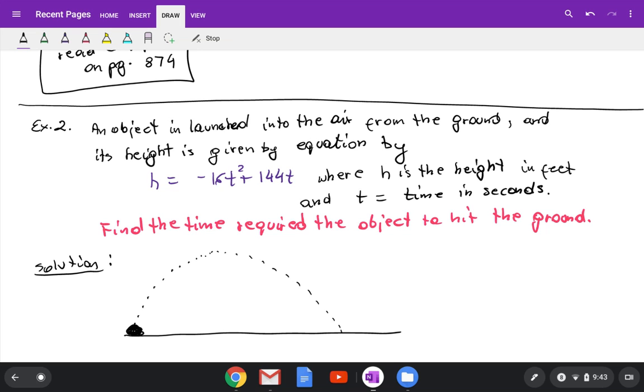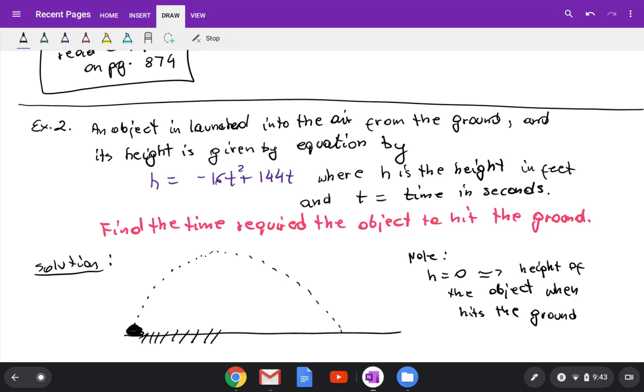So a couple things. Note, h is equal 0. Okay, so height of the object when hits the ground. Of course, when we hit the ground, that's it, the height is 0. So we need to figure out after how many seconds this object will hit the ground. Okay, so again, this is just ground.